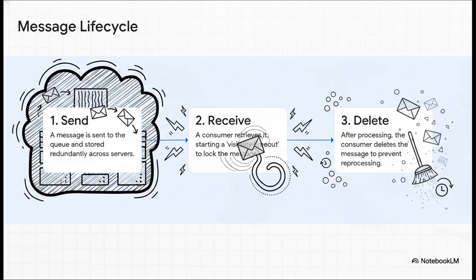Now, this is the magic part. The moment it's received, SQS makes that message invisible to everybody else. This little lock is called the visibility timeout, and it stops two different workers from accidentally grabbing the same job. Then third, once the work is done, the consumer deletes the message for good.